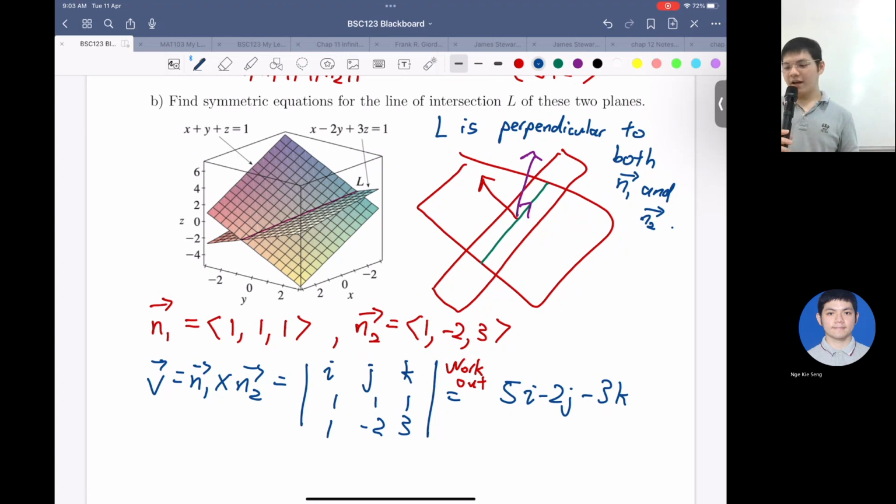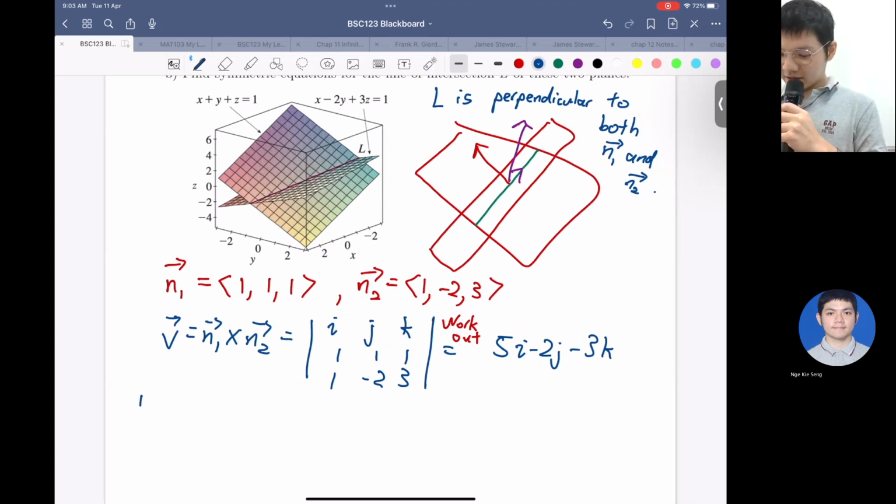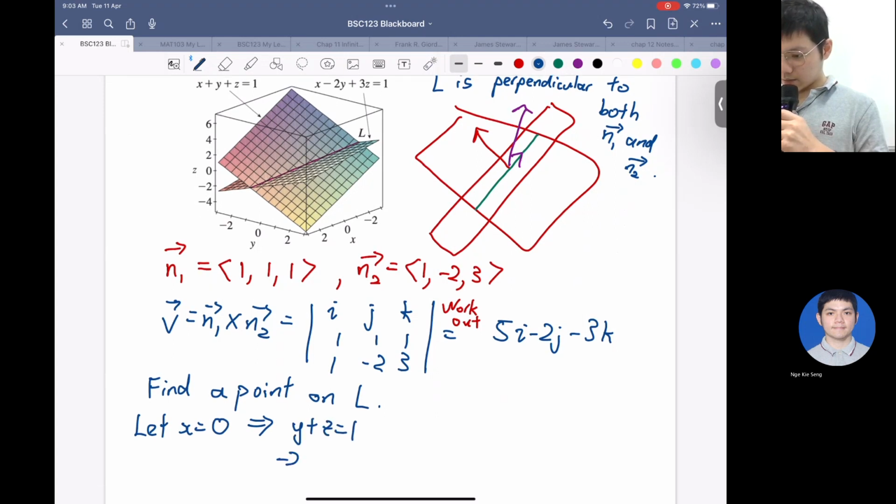How can you quickly find a point on this line? Any suggestion how to find a point on this line? Let S be 0. So now we want to find a point on L. Let X be 0. And then we will get Y plus Z equals 1 and minus Y plus 3Z equals 1.